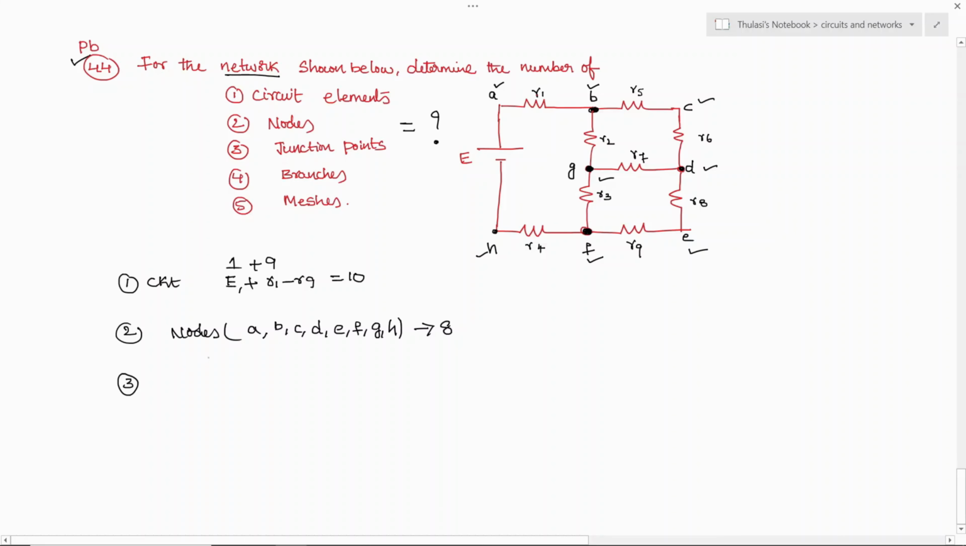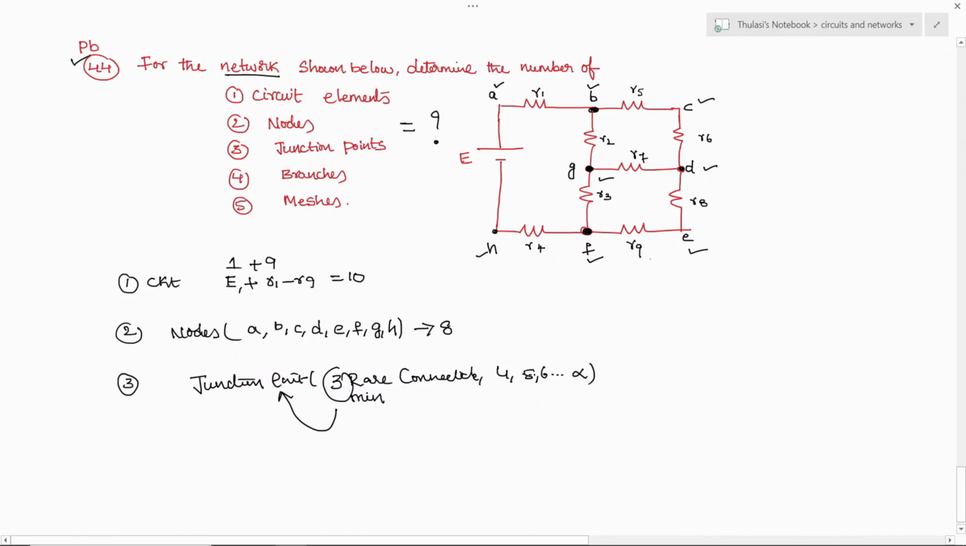Third one is to identify the number of junction points. Junction points are where a minimum of 3 resistors are connected. Minimum 3 means 3 or more, I mean 4 resistors, 5 resistors, 6 resistors, up to infinity. When a minimum of 3 resistors are joined, the joining point is called a junction.